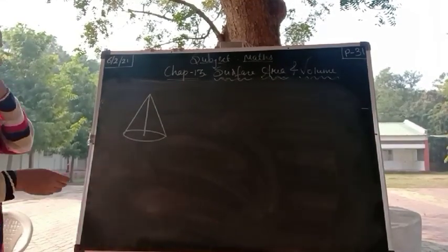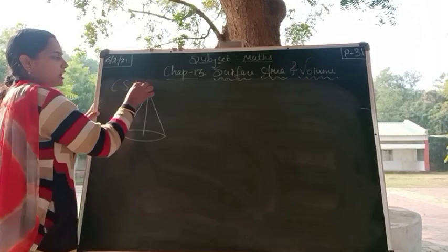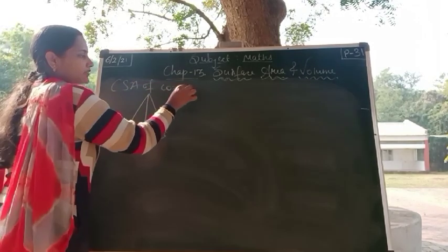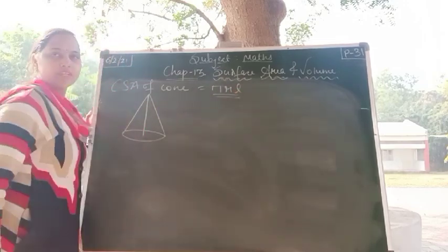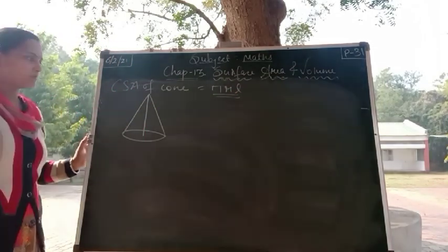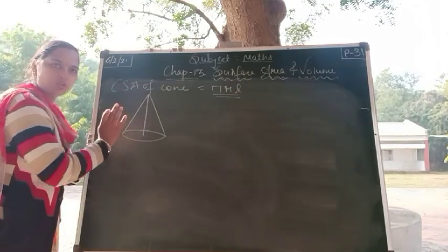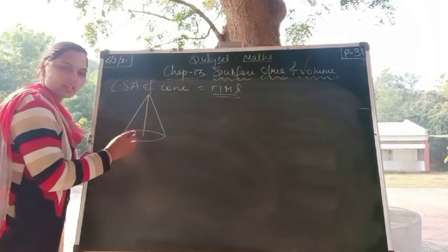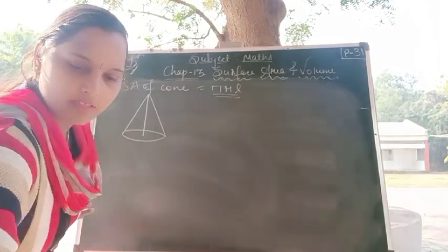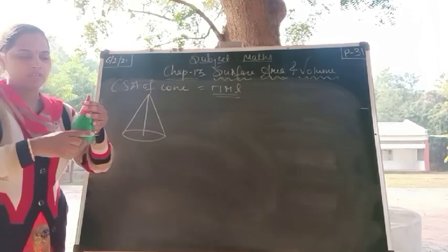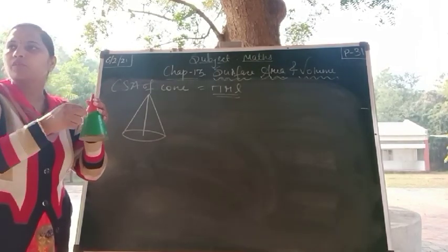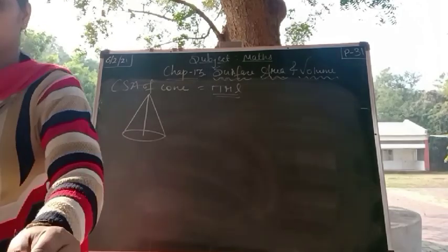Now let us see how the curved surface area of a cone is derived. I know that it is pi r l. How to prove that the curved surface area of a cone is pi r l? Okay, this is a cone, children. Now if you have a cone like this, made with paper, and just cut it from one side, what will you get?